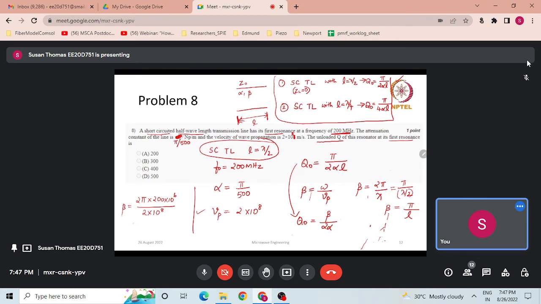So beta can be found from here, 10 power 8. Finally you will get beta as 2 pi. If you substitute it here, 2 pi by 2 into alpha, which is also known to you, pi by 500. So 2 and 2 get cancelled, pi and pi get cancelled. So the unloaded Q factor is equal to 500. So this is the final answer.